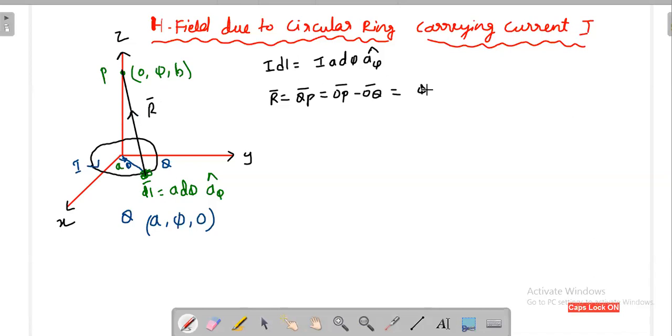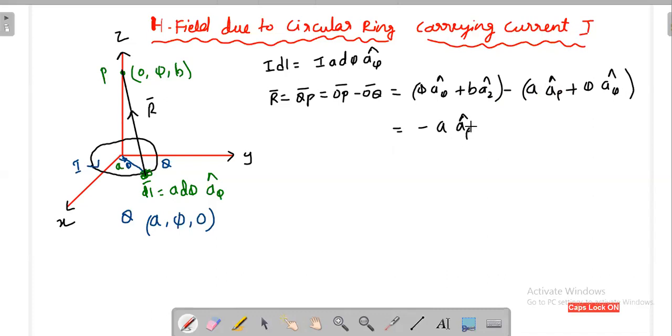The OP vector is b a_z cap. What is the OQ vector? Q point is here, so that is a rho cap. Once you find the difference between these two, you will get minus a rho cap.